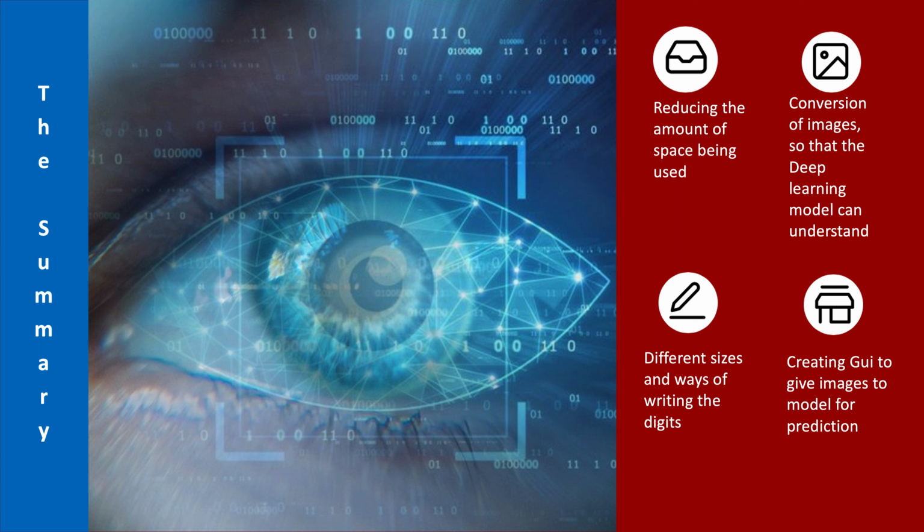So in summary, we have reduced the amount of space being used by using convolutional neural networks, and conversion of images so that the deep learning model can understand. We converted our images to numbers using scaling and RGB values. For the different sizes and ways of writing the digits, we dealt with this problem with convolutional neural networks, which apply a filter in every possible area. And we created our GUI or application to give images to the model for prediction.